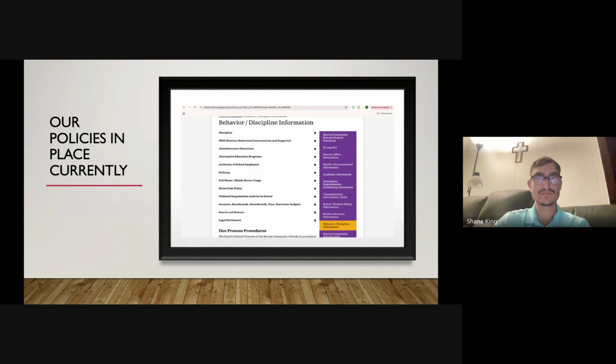Our policies in place currently. This is a picture from our Marion Community Schools website that outlines our behavior and discipline information. Our school operates on a tiered system for behavior. The first offense is a verbal or nonverbal warning with the student. The second is a consequence inside the classroom. That can be sentences or a withholding of a reward.